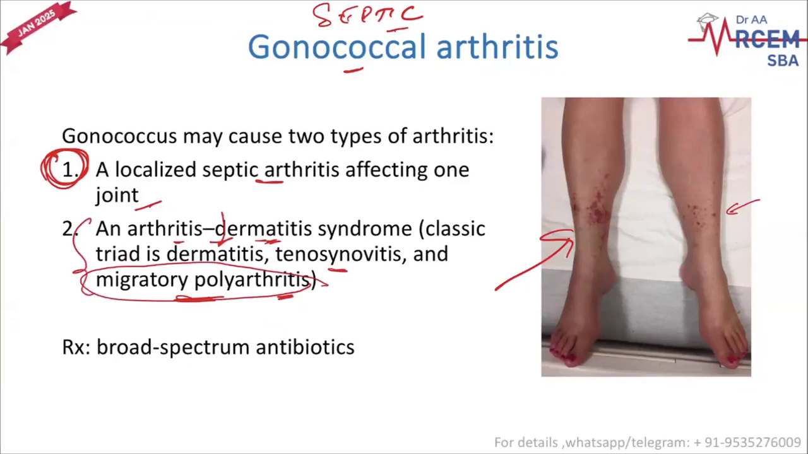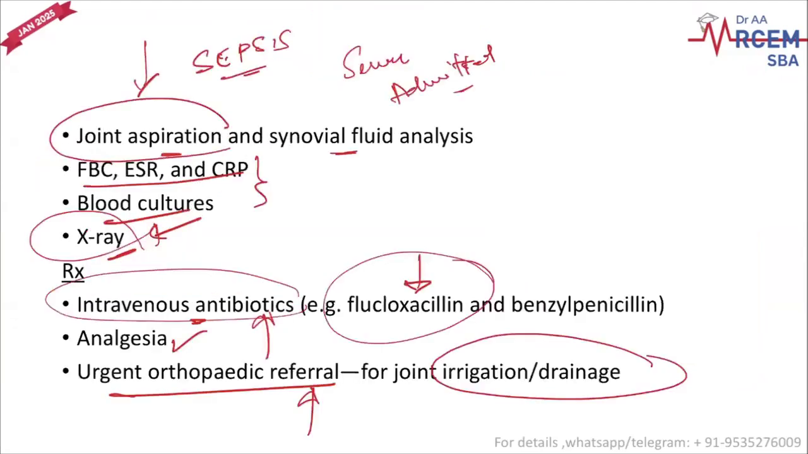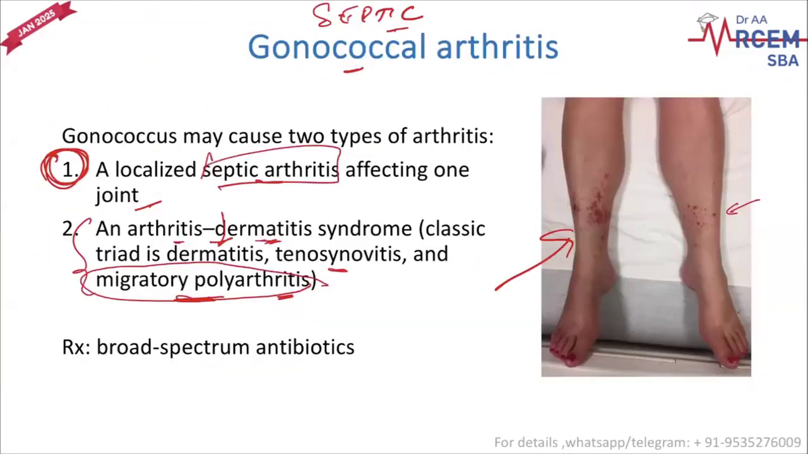So two types of presentation. Just one joint is involved and it is nothing but septic arthritis. What we have learned here is the same thing, no changes at all. Another form is arthritis dermatitis syndrome, where it involves the skin and the sheath covering the tendons and involves multiple joints. Sometimes it might be the shoulder. After a few days, it is the knee pain. After a few days, it is the ankle pain. That is known as migrating polyarthritis. It is not multiple joints at a single time. It is migrating. Over time, multiple joints are involved.